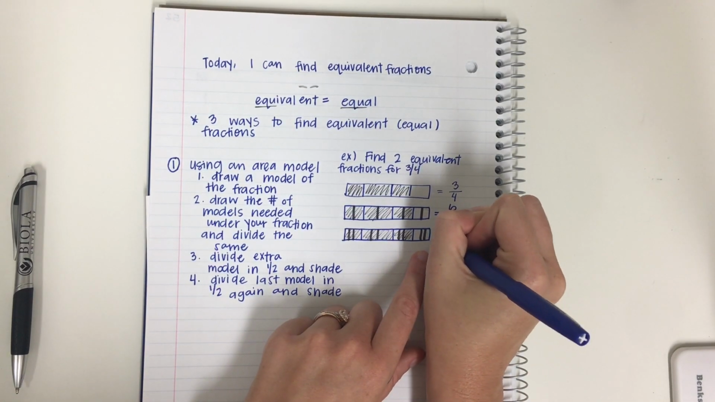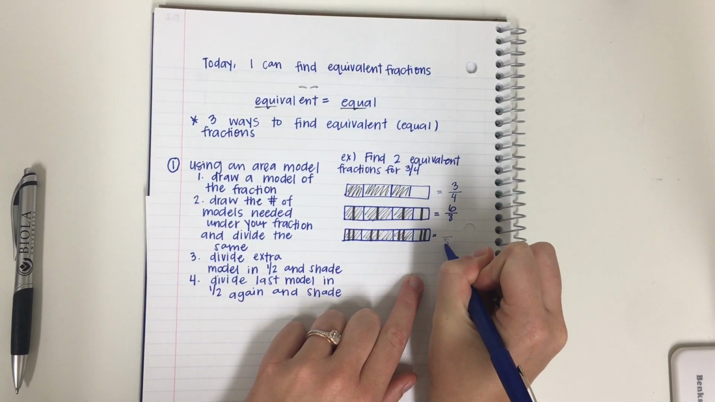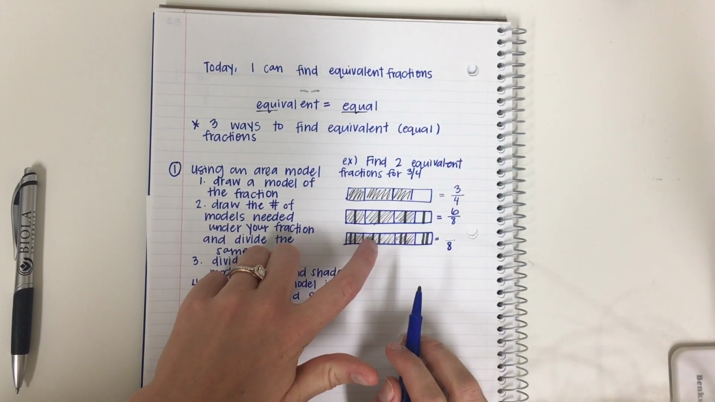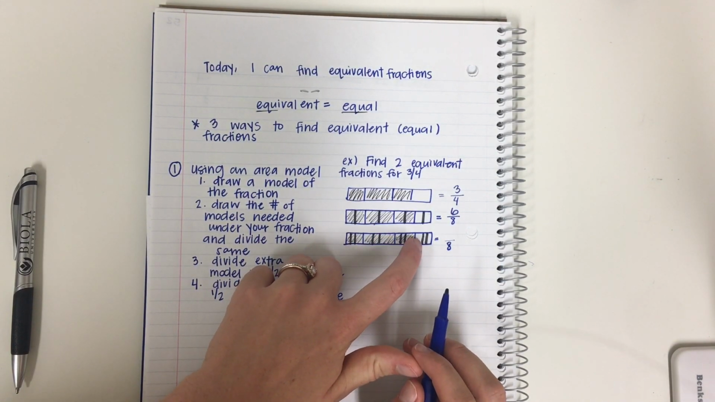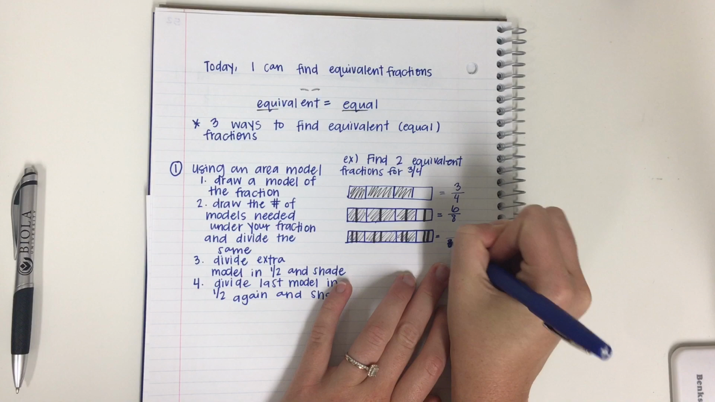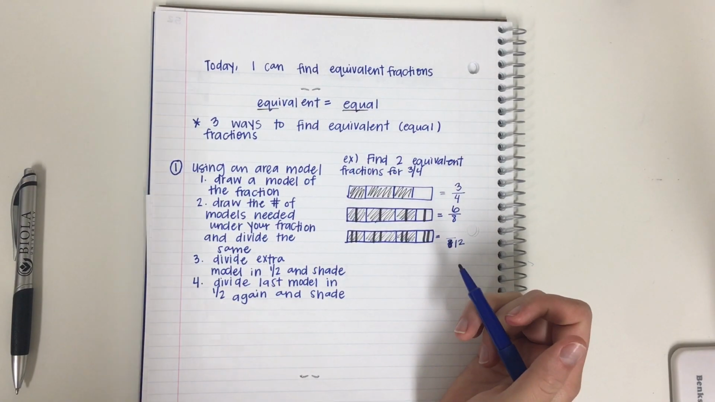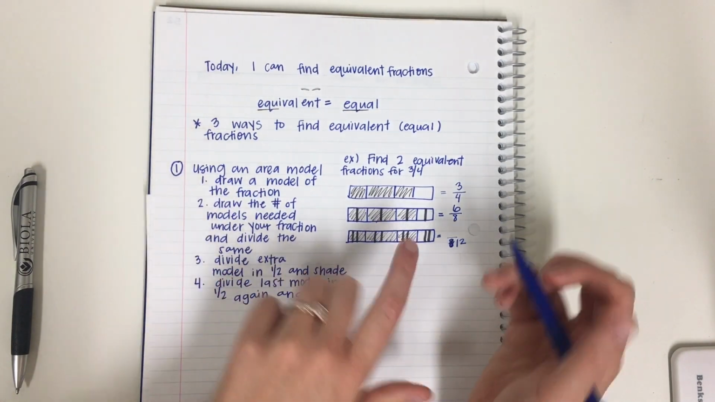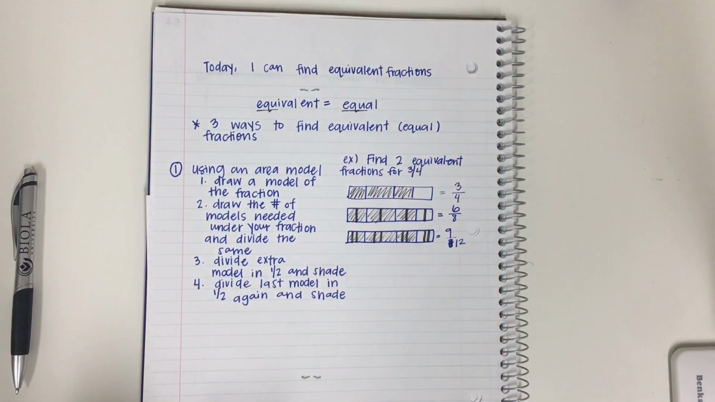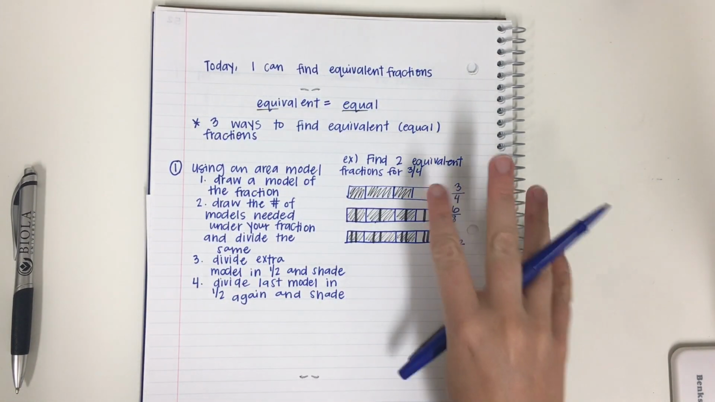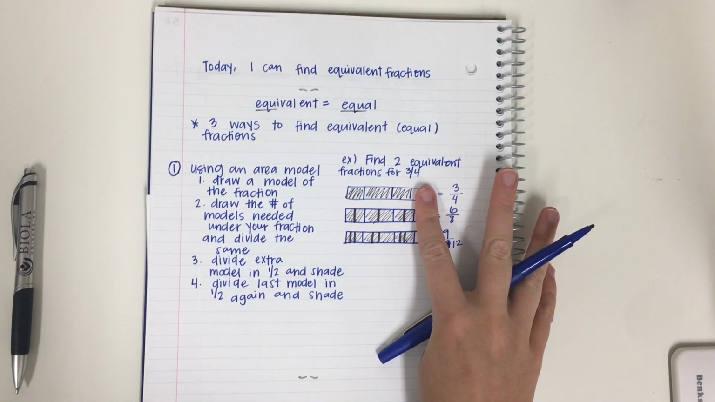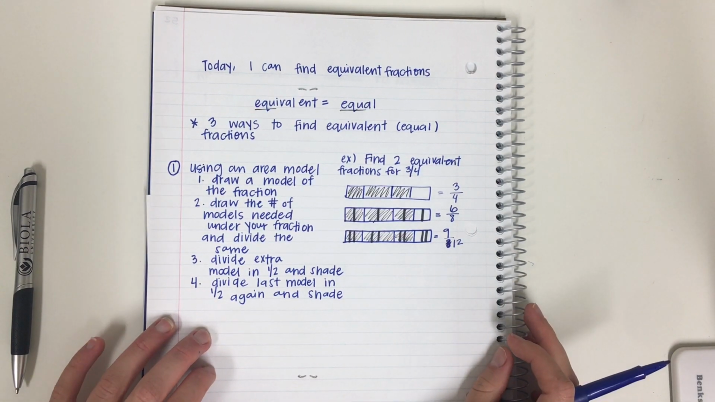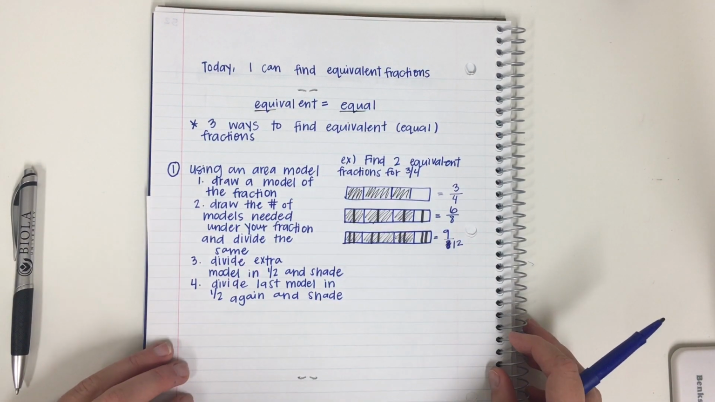Now let's look at my last model. What's my denominator? My denominator is how many parts my whole is broken up into. So I have 1, 2, 3, 4, 5, 6, 7, 8, 9, 10, 11, 12. How many did I take? 1, 2, 3, 4, 5, 6, 7, 8, 9. Okay, so you can see that these are all equal. If you look, they are all shaded the same. The only thing that's different is that these are broken up into smaller pieces. Okay, so that's one way to find equivalent fractions. Let's look at another way that you might like more.